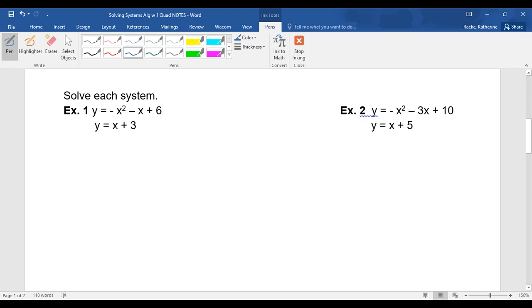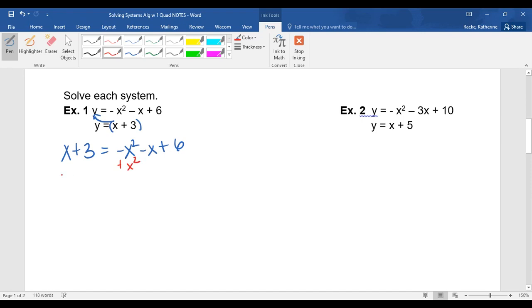Because they both are equal to y, I'm going to take this one right here and I'm going to plug it in for y right there. So I'm essentially just setting them equal to each other. So I'm going to take x plus 3 equals negative x squared minus x plus 6. Then I'll set this equal to 0, and I'll move everything to one side, and I will solve my equation. So I'm actually going to move everything to the left side so I can make my x squared positive.